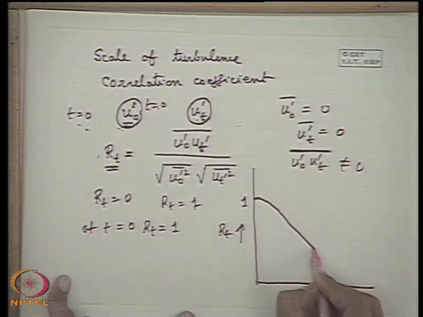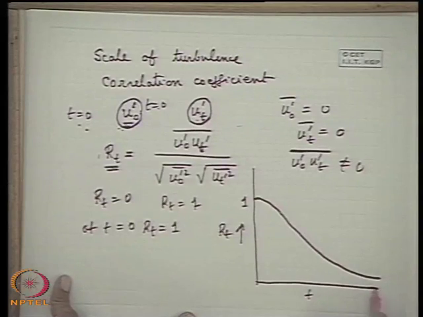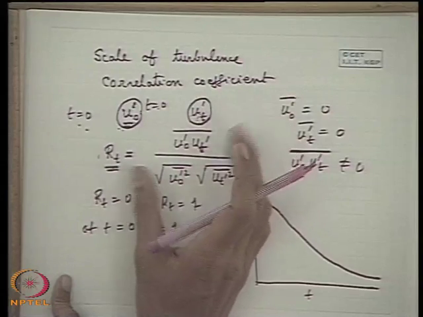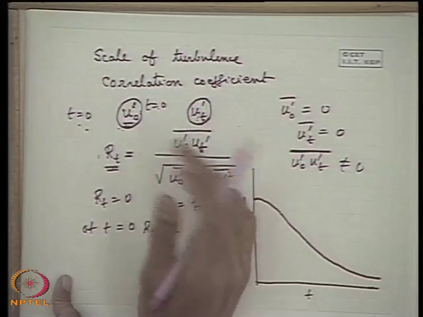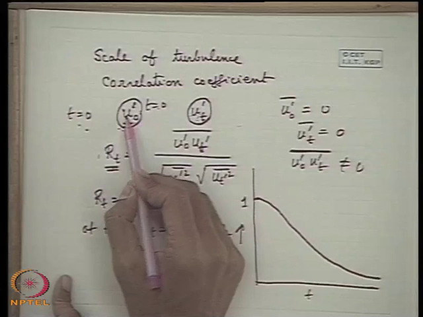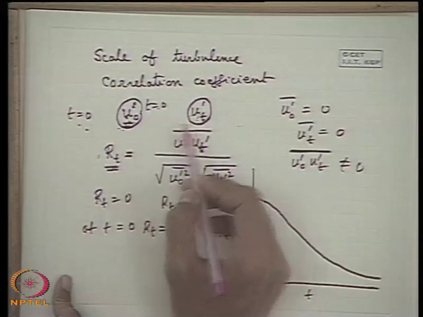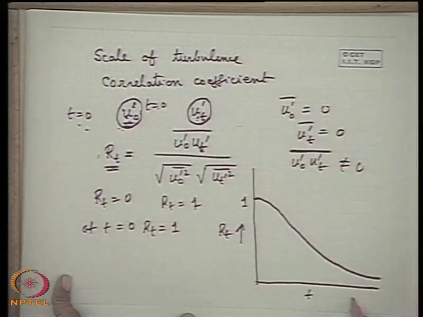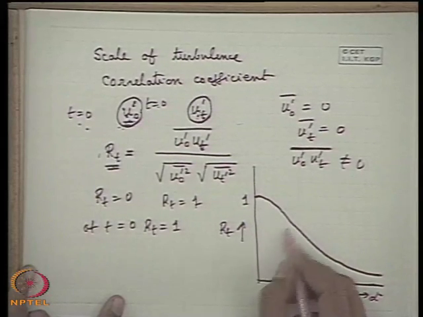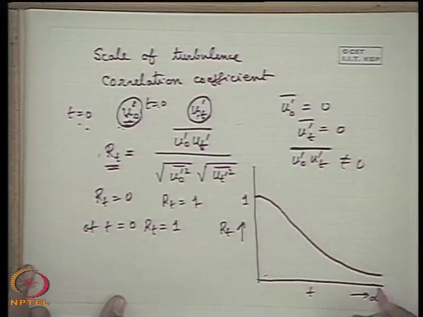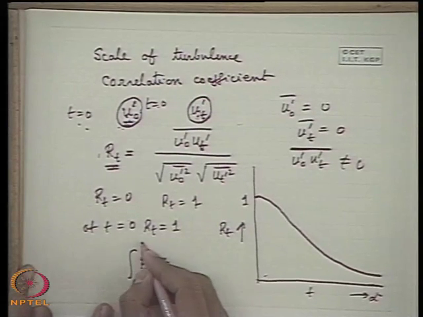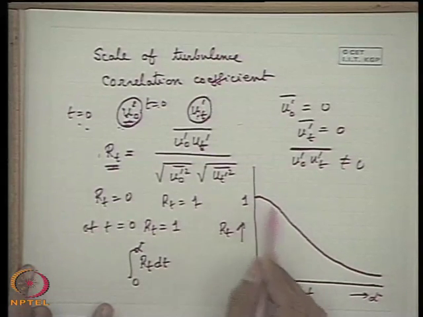And as the time goes on increasing, the correlation between these two fluctuating components is becoming less and less. That means there is no correlation at an infinitely high time. So, there is no correlation between a fluctuating component at time t equal to 0 and a fluctuating component at the same location after an infinitely long time. So, as t tends to infinity, this correlation coefficient goes to 0. Therefore, the integral of this, that means the area under the curve along the t axis, the integral of RT dt from 0 to infinity, gives a finite area because of the nature of this curve.